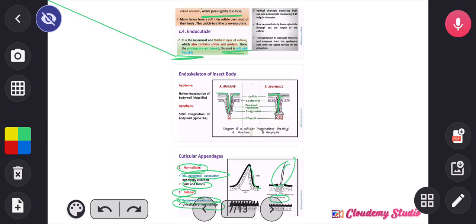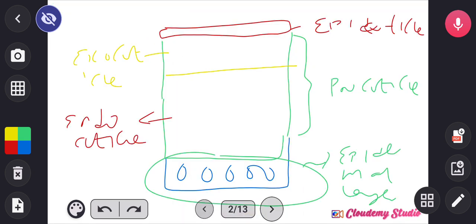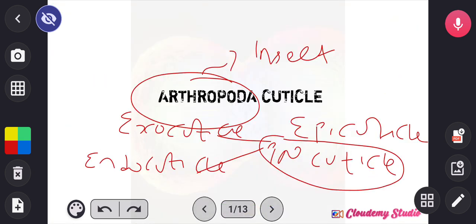So this video is basically for the Arthropoda cuticle. In the next video, we will talk about the concept, or the process, of molting. And I hope you have learned a lot in this particular video about the Arthropoda cuticle.